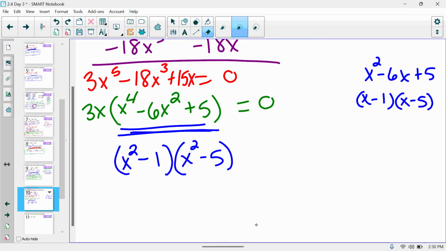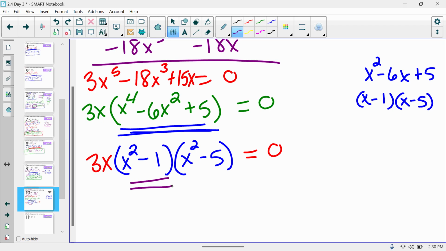So that could be factored further. Don't forget the 3x in the front, okay? And then eventually we're going to have to think, how do we make it equal 0? We're not quite there yet, because guess what? What's in here can be factored further. Some of these problems have so many steps because you have to keep going until you can't factor it anymore. This is a difference of two squares.